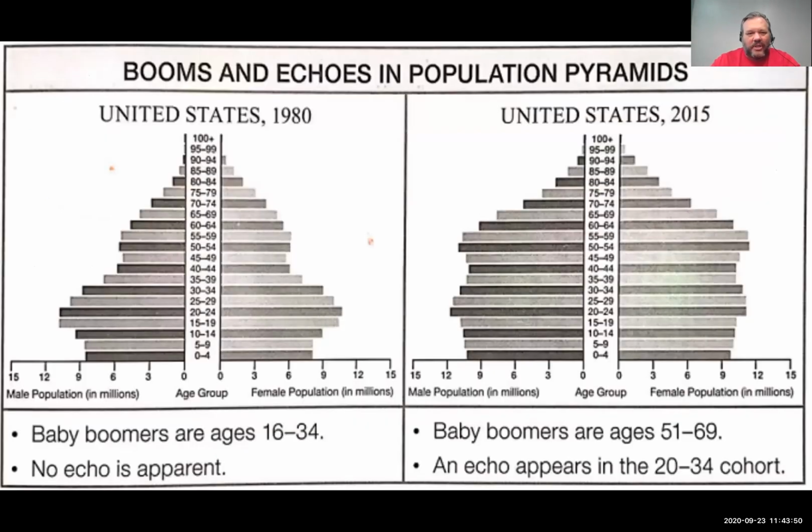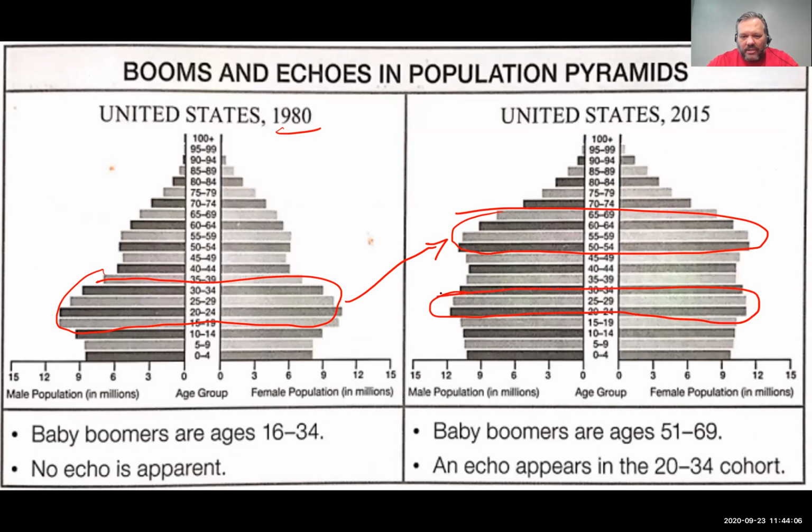All right. So again, if you take a look at the U.S., here's 1980 and 2015. So 1980, here's our baby boomers. This baby boom group goes over here with the passage of time. And notice this group here is the echo. So this is the boom, and this is the echo. And now we start to see this downward trend.